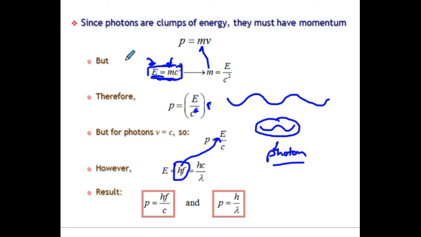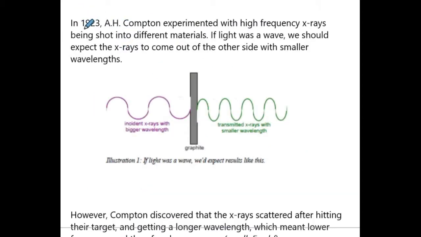We've also proven that a charge is 1.6 times 10 to the minus 19. And we're 20 years later, so we're now up to the year 1923. And in 1923, a couple of important things happen. A.H. Compton starts experimenting by shooting high-frequency X-rays into different materials.